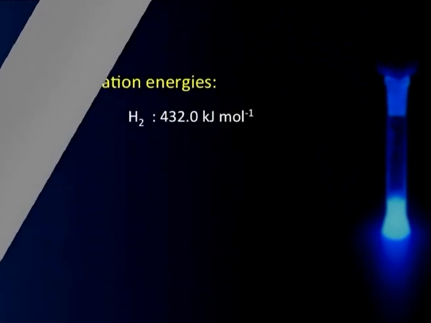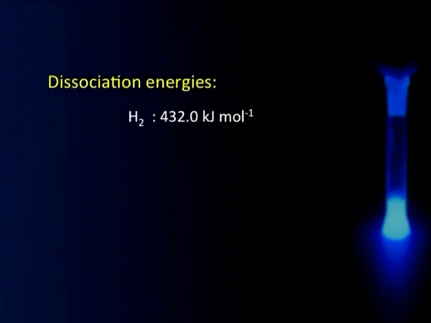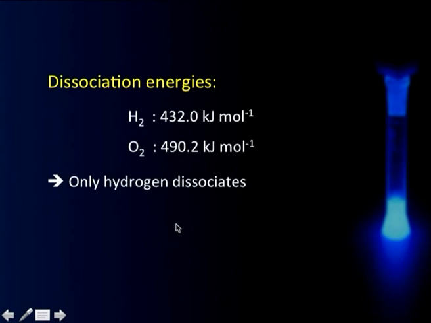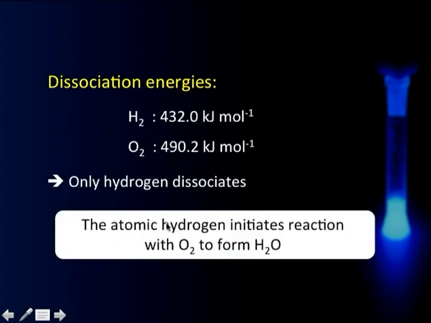Now, one more thing to note is the dissociation energies. That of hydrogen is about 432 kilojoules per mole, and that of oxygen is about 490.2 kilojoules per mole. In this reaction, the mercury absorbs radiation of about 470 kilojoules. That means it can decompose only the hydrogen molecule and not oxygen. So only hydrogen dissociates, and thereafter this atomic hydrogen initiates a reaction with oxygen to form water molecules. This is a very common and typical example of a photosensitized reaction.